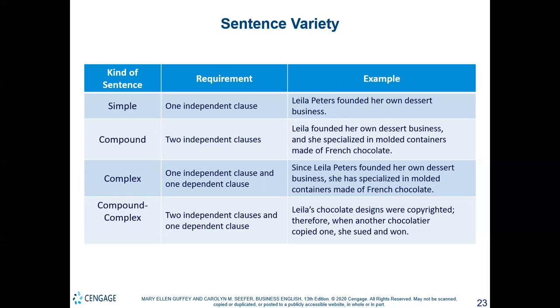Kind of sentence: complex. Requirement: one independent clause and one dependent clause. Example: Since Leah Peters founded her own dessert business, she has specialized in molding containers made of French chocolate. Kind of sentence: compound-complex. Requirement: two independent clauses and one dependent clause. Example: Leah's chocolate designs were copyrighted. Therefore, when another chocolatier copied one, she sued and won.